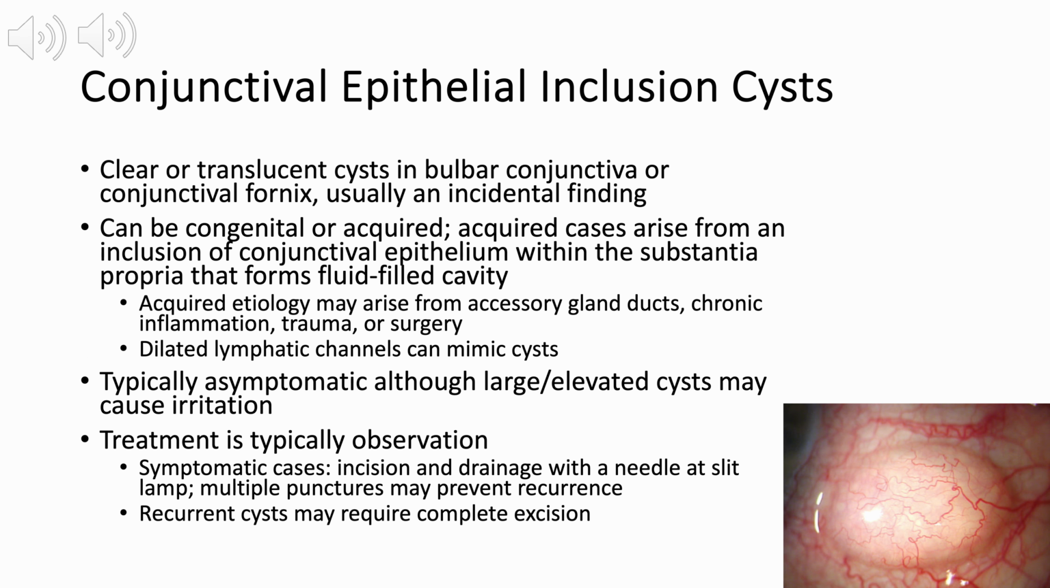Conjunctival epithelial inclusion cysts are clear or translucent cystic structures that develop in the bulbar conjunctiva or conjunctival fornix and are often found incidentally during examination. These cysts can be congenital or acquired, with the latter arising from the inclusion of conjunctival epithelium within the substantia propria, forming a fluid-filled cavity.